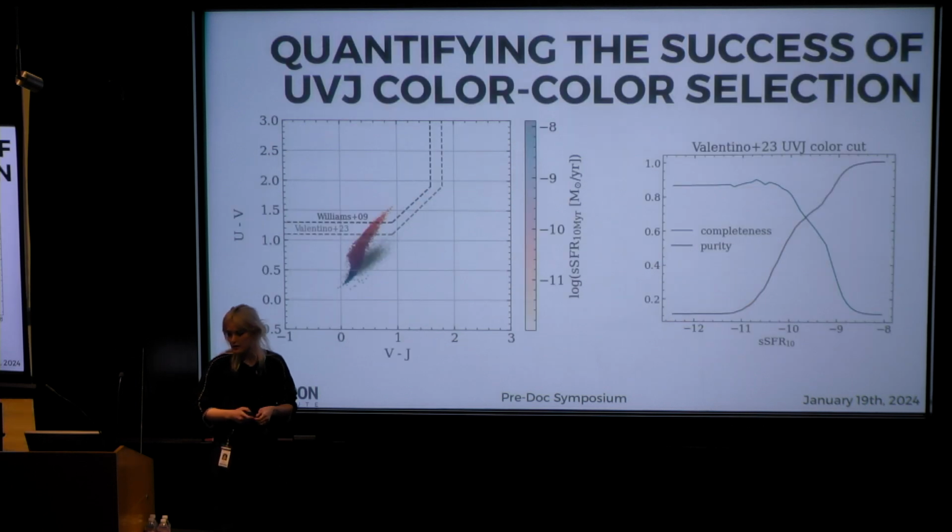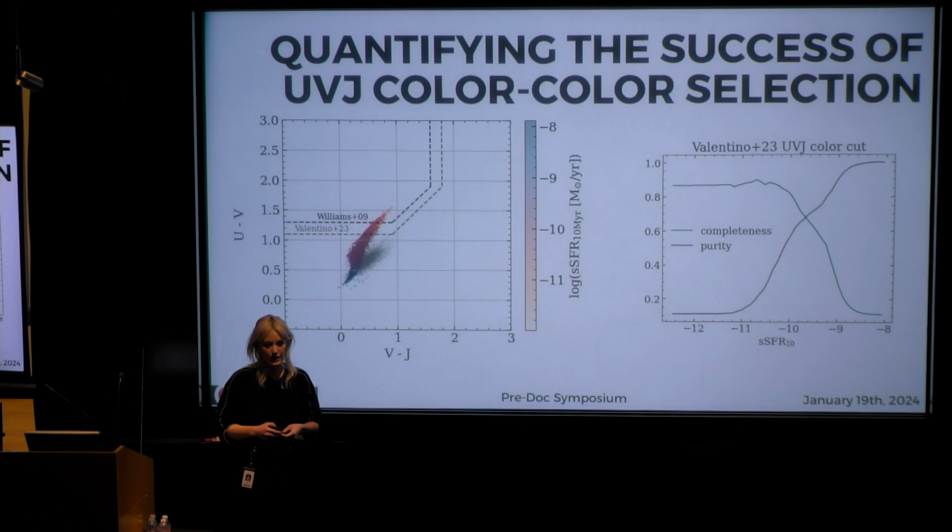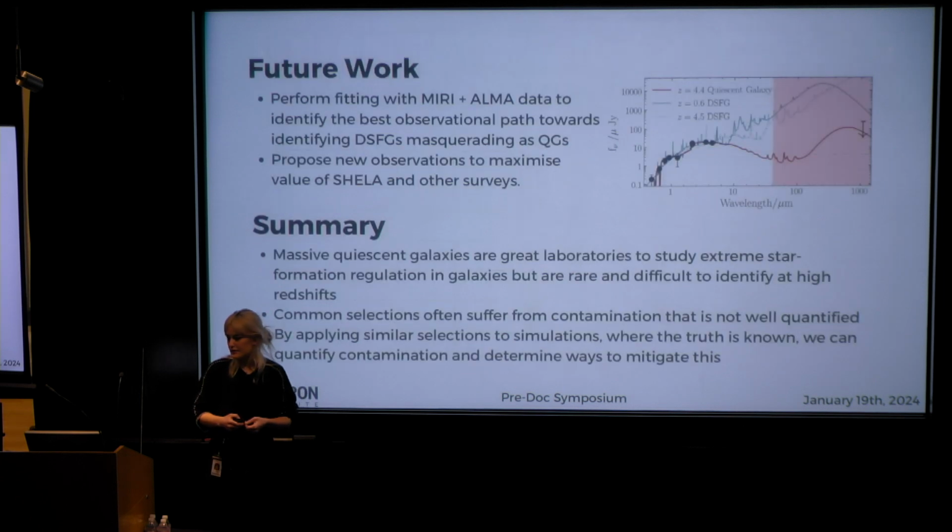Next, we did a color-color diagram, which I've mentioned before, and from this, we're going to look at how well we're selecting the galaxies and how pure they are. Again, we find that the completeness is fairly high, meaning that we're selecting mostly all of our quiescent galaxies, but the purity drops significantly, again, with these dusty sources contaminating the color space.